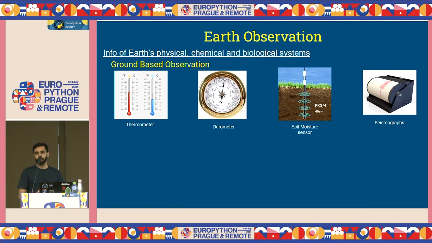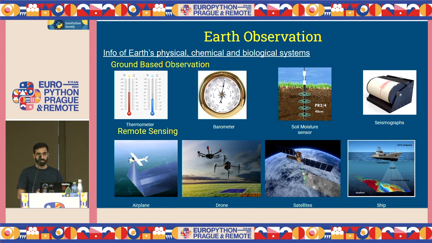And we can do that with the help of various sensors, like thermometers for temperature, barometers for air pressure, soil moisture sensors, and seismographs for measuring the intensity of earthquakes. Now, all of these are ground-based observations, which we do from the place of occurrence. The next is remote sensing, which we do from a distance from the place of occurrence, and that can be done by putting sensors on airplanes, drones, satellites, and ships. And they provide a wide-angle view of a particular area. So in this talk, we are going to mainly focus on satellite datasets.